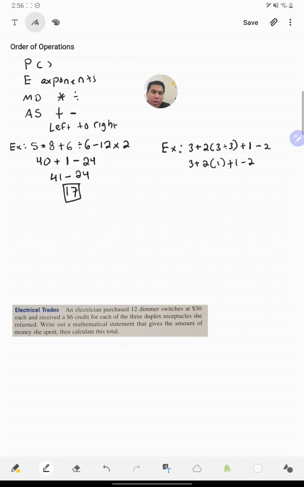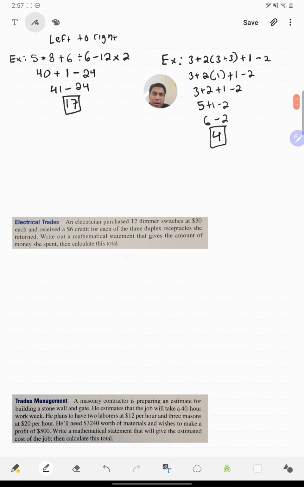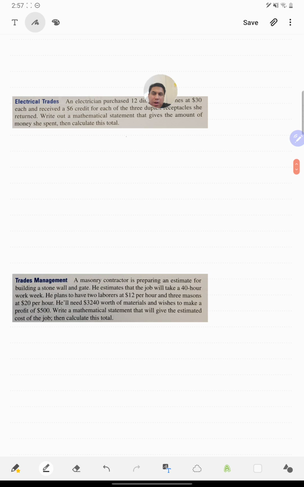Now because we have a parenthesis between the 2 and the 1, we're going to multiply them. So 2 times 1 is just 2. Then we can finally work this out from left to right. 3 plus 2 is 5. 5 plus 1 is 6 minus 2. 6 minus 2 is just 4. So now we can look at our application problem.